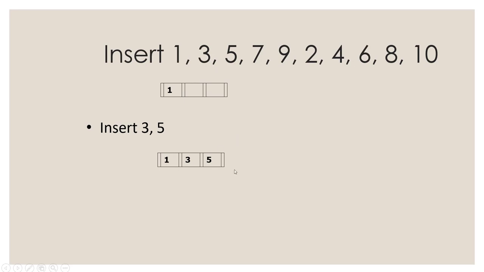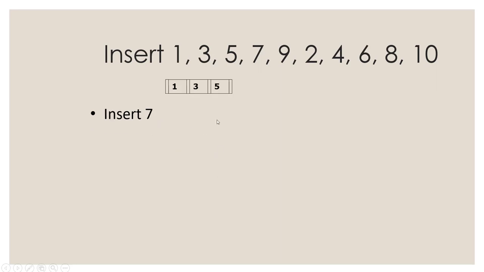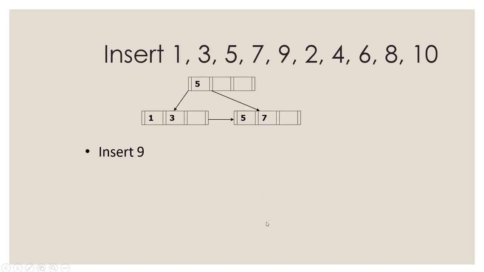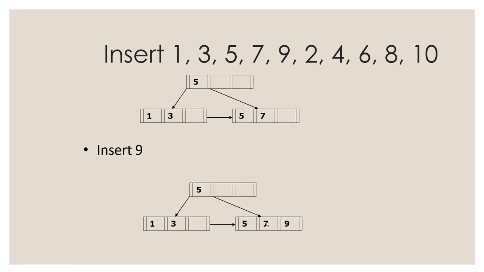Between 1, 3, 5, and 7, middle right is 5. So 5 gets promoted up here. Based on that, anything less than 5 goes here, 5 and greater go here. Next value is 9. 9 is greater than 5. I follow this one. There is space for 9, so I'm going to insert that. Next one is 2. I go to the root node. 2 is less than 5, so I follow this pointer. 2 should be in between 1 and 3, and there's space, so now I'll have 1, 2, and 3.